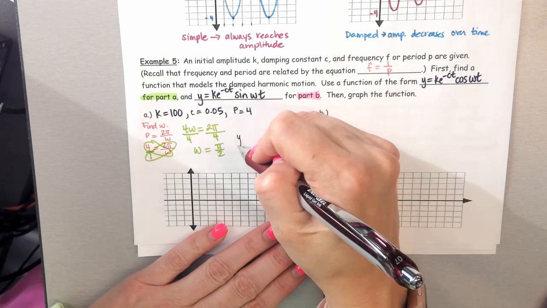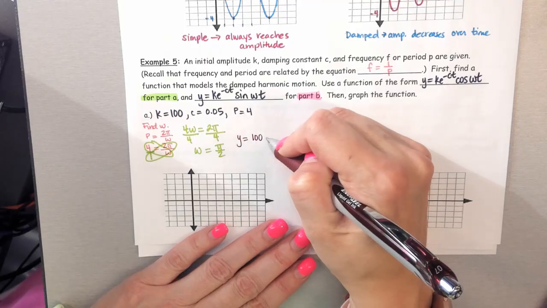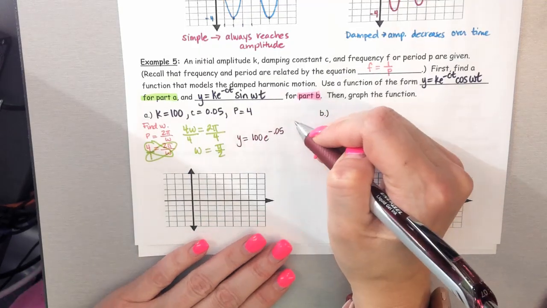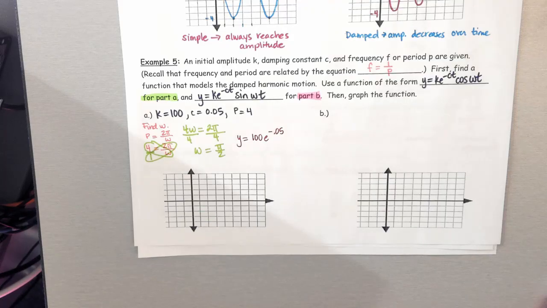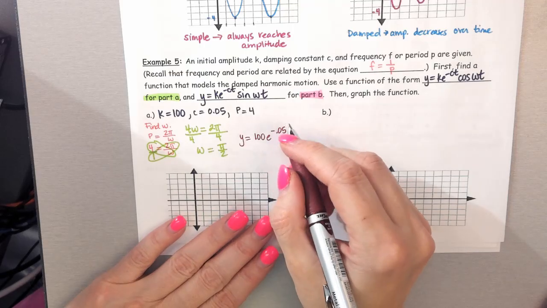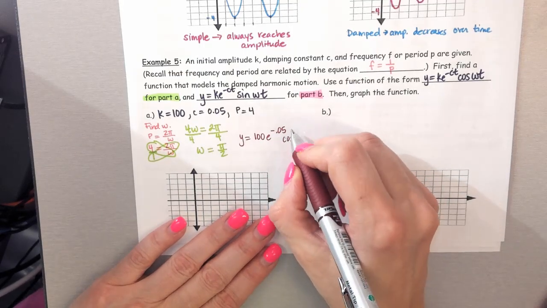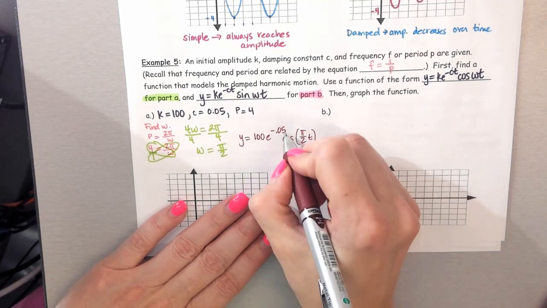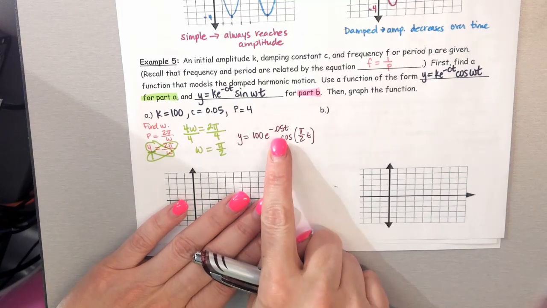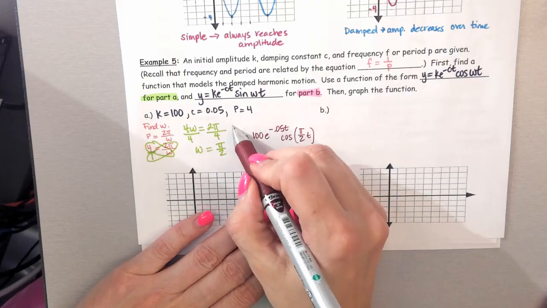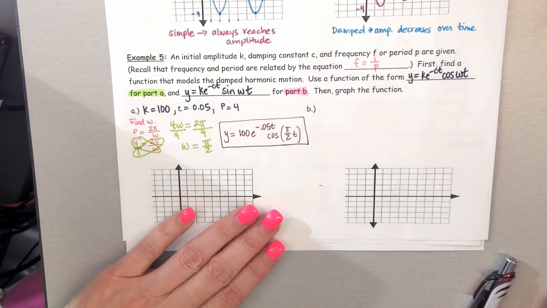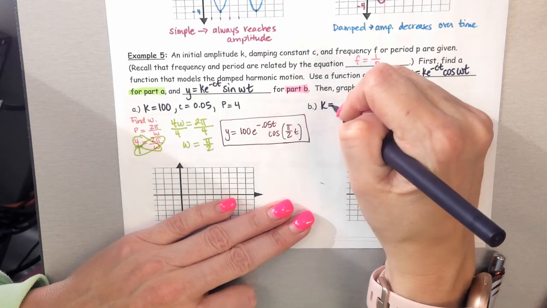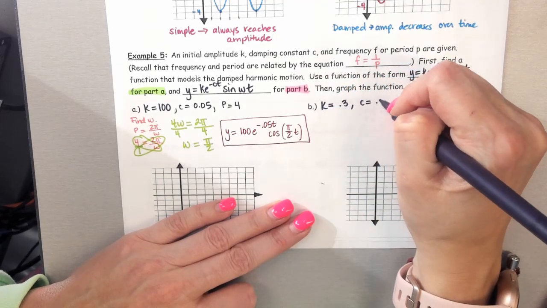Then your equation would be y equals 100e to the negative c t, and then this would be the cosine of pi over 2 t. Oh, and then you also need your t here. All right, and then I'm going to give you this part, and I want you to do the equation, and then we're going to do the graph together.